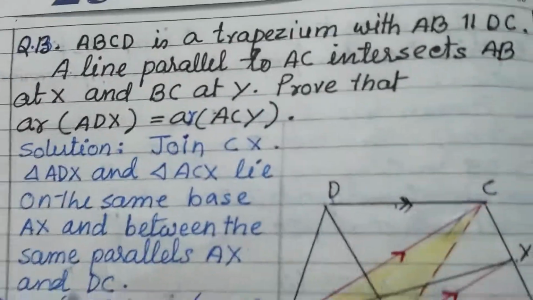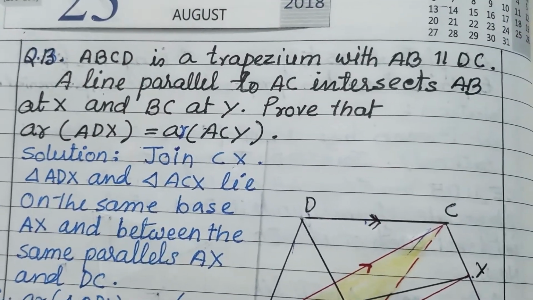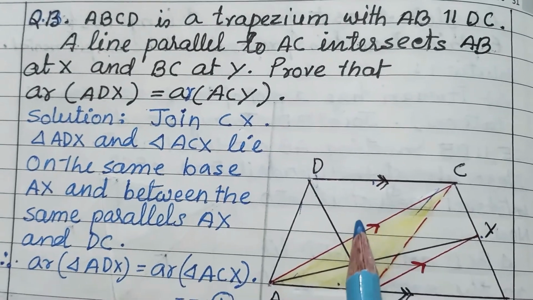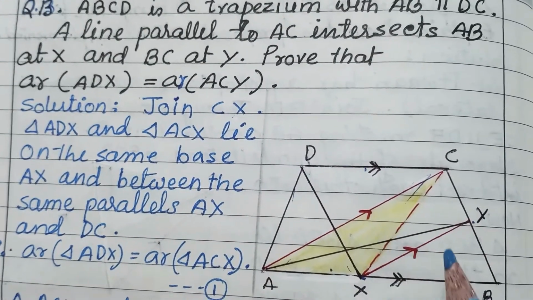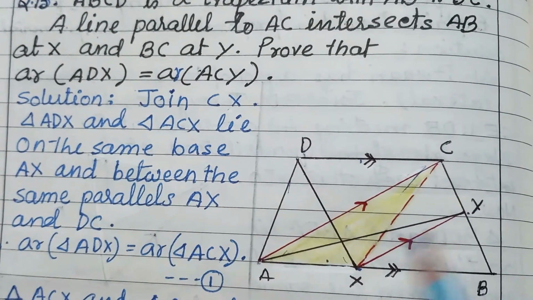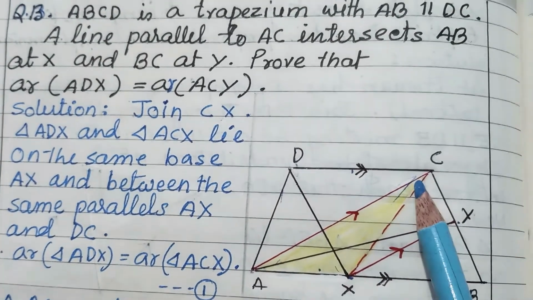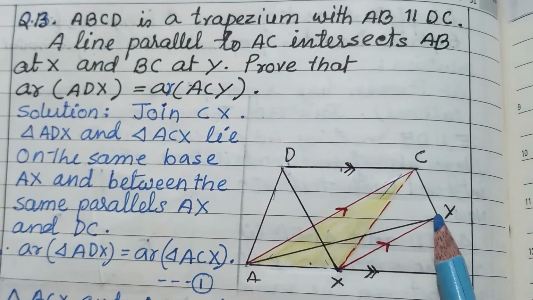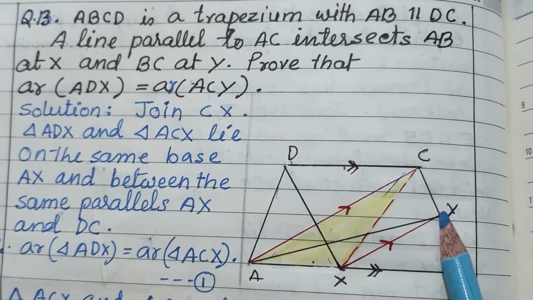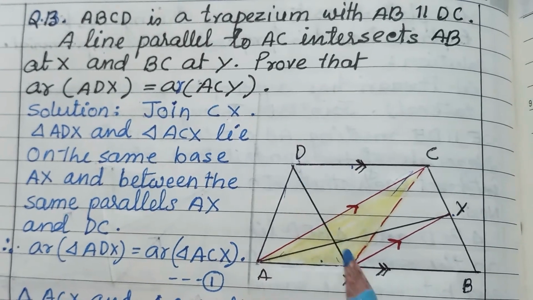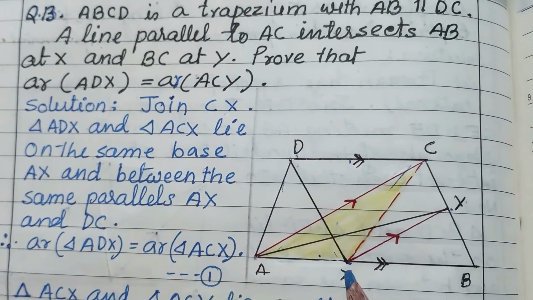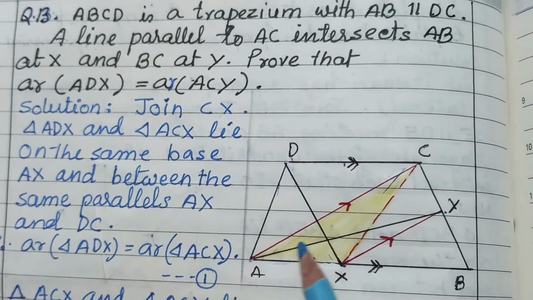Now next question, question number 13. ABCD is a trapezium with AB parallel to DC. A line XY parallel to AC intersects AB at X and BC at Y. Prove that area of triangle ADX is equal to area of triangle ACY.